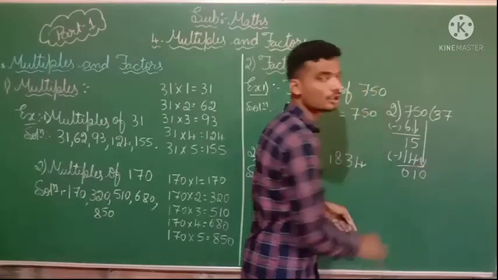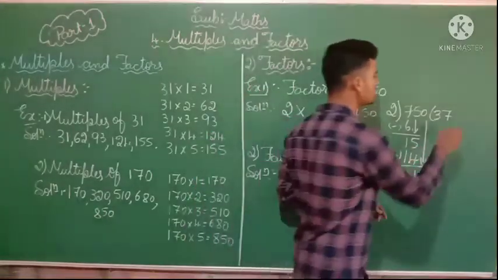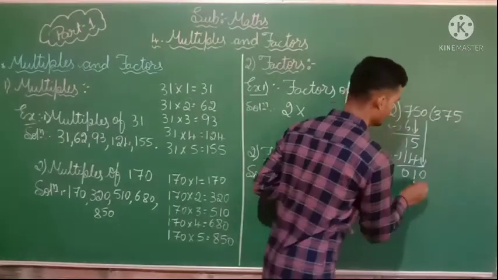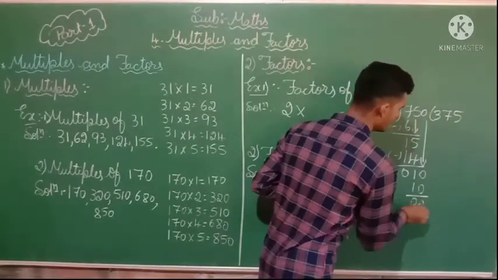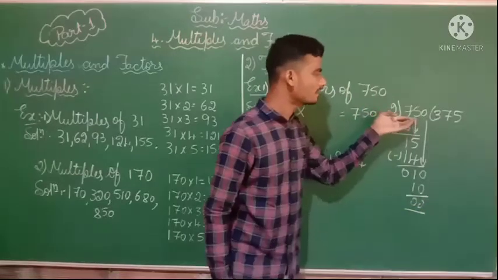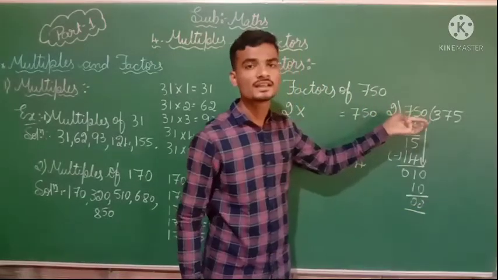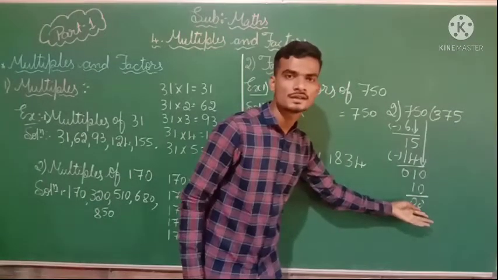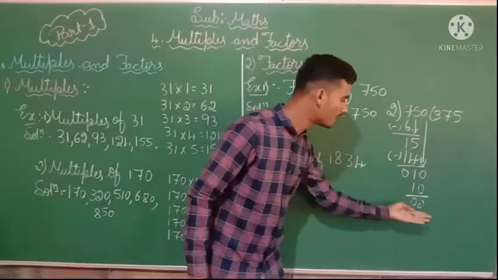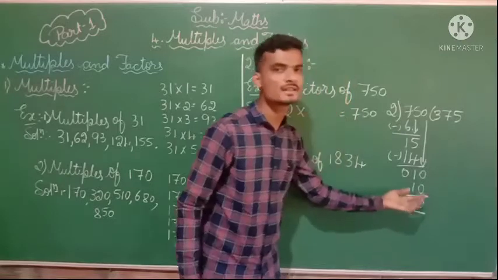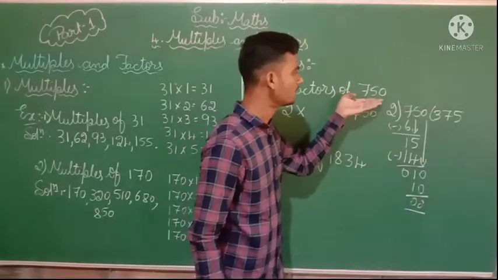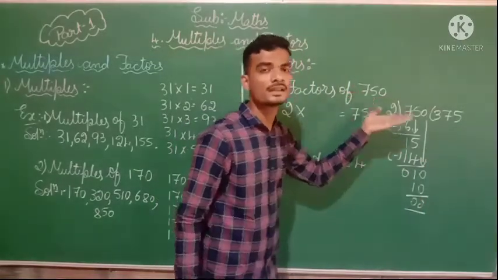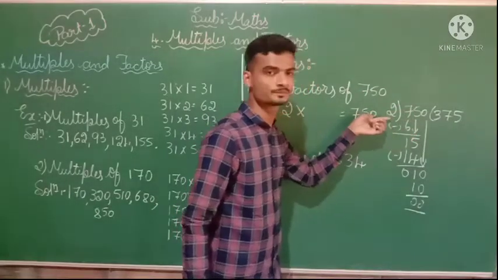Then you take that 0. 2 how much are 10? 2 5s are 10. See here, now the number 750 is divided completely because in the remainder we got zeros. If in the remainder we got zeros, then we say that 750 is divided completely by the number 2.